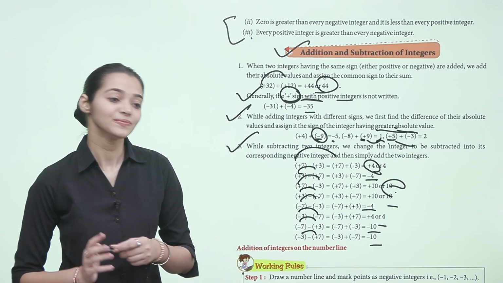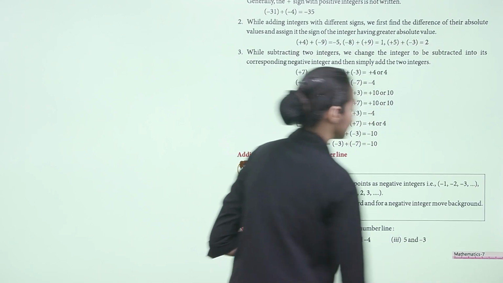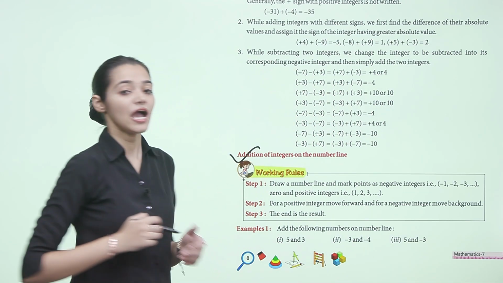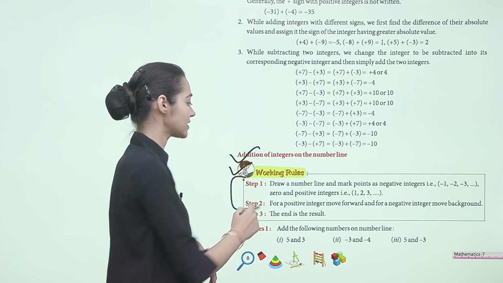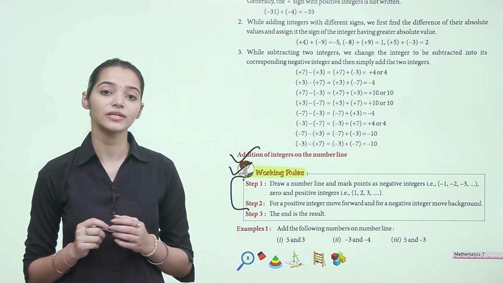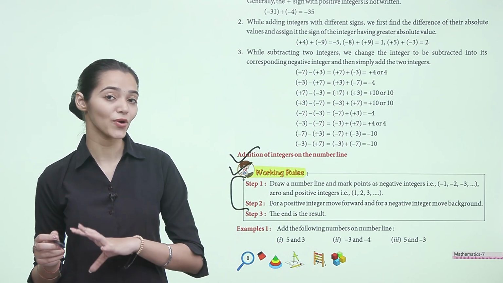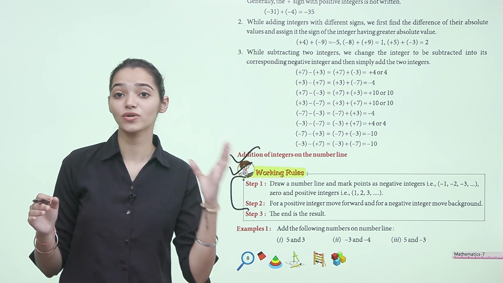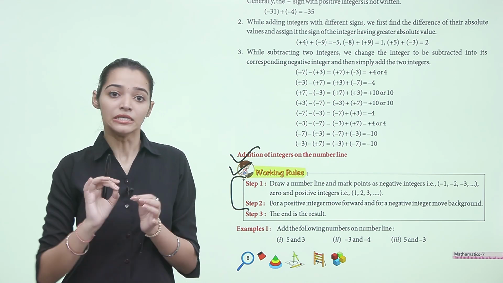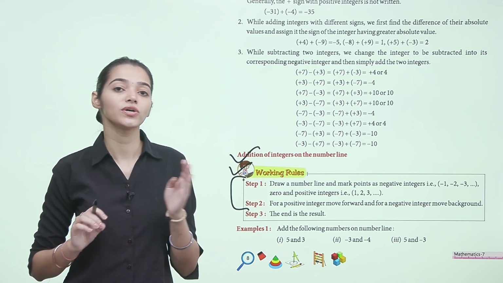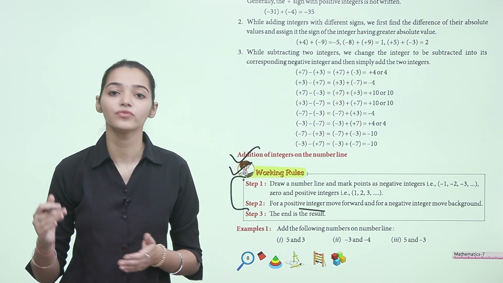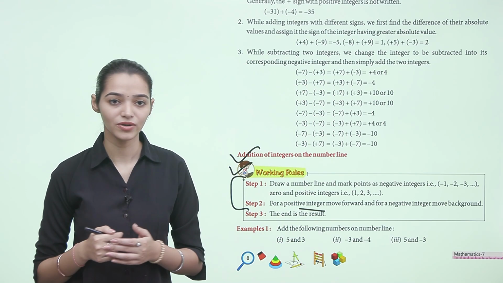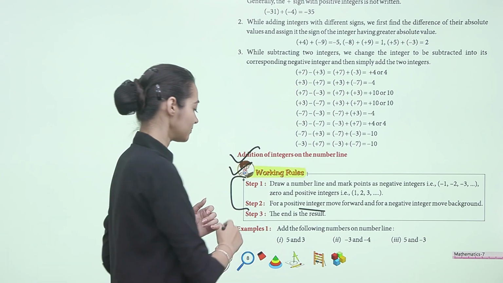Now let's look at the addition of integers on the number line. Let's look at the working rules. Here are our steps. In step 1, we draw a number line and mark points as negative integers -1, -2, -3 and so on, then 0, and then positive integers 1, 2, 3 and so on. Now for positive integers, we move forward, and for a negative integer, we move backward, and that is our result.